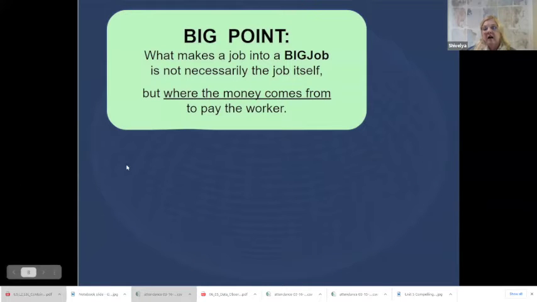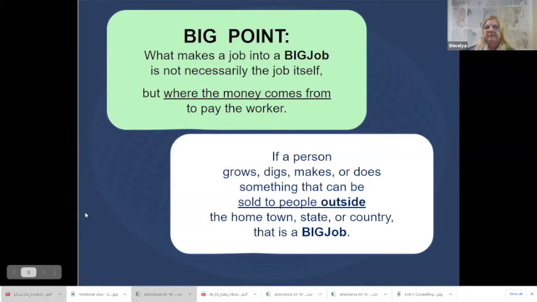So obviously we want to get them to understand more about this money that's coming into the community. That's what we consider these big jobs. And again, that's what we're looking at: where does this money come from that's going to pay these workers? So if they're producing products or services to be sold outside of their hometown, their state, or their country, then yes, it's considered a big job.